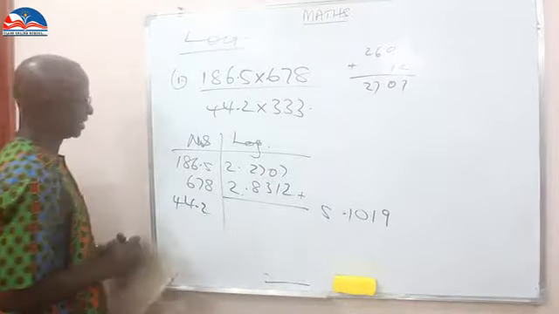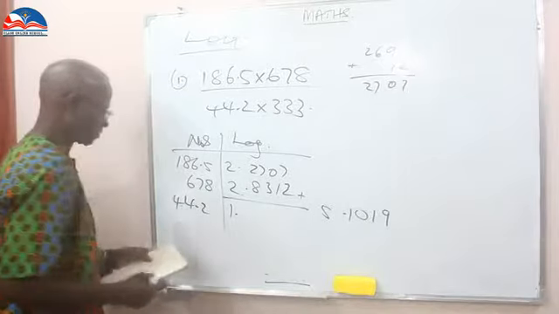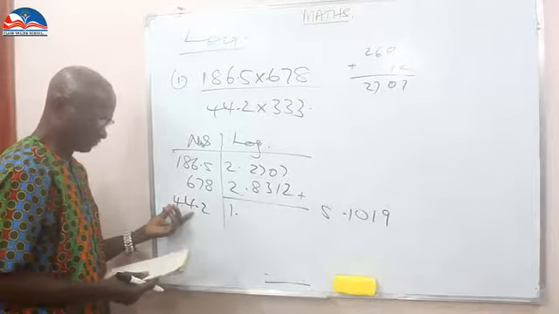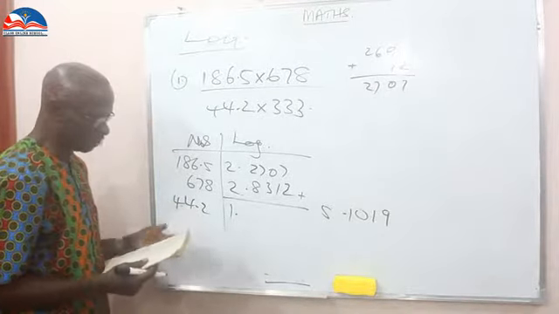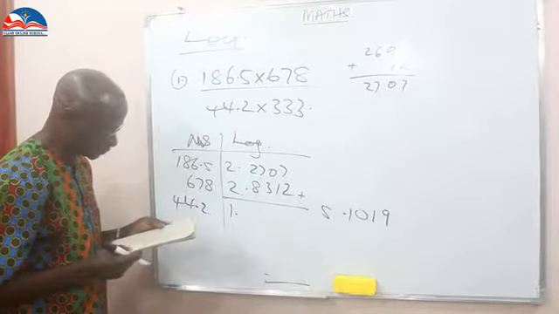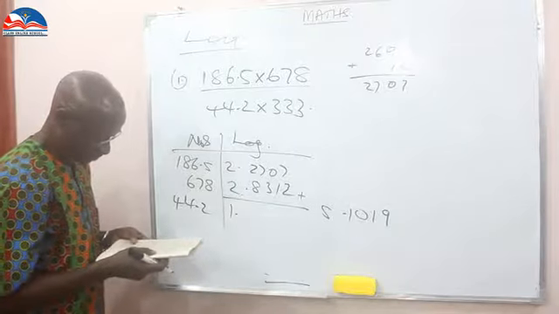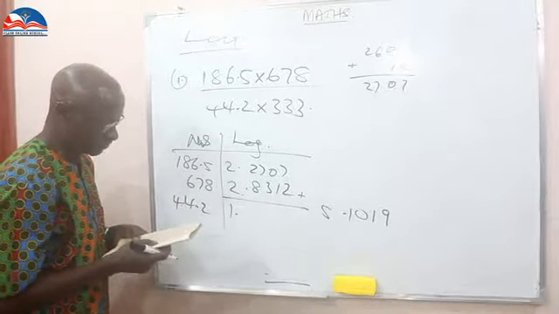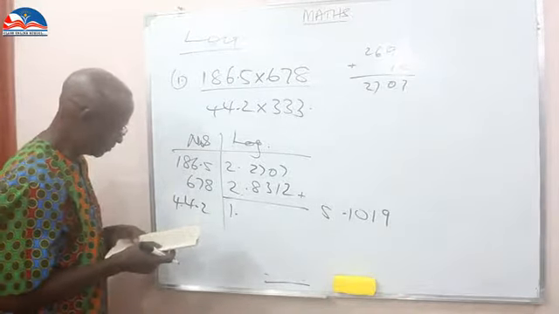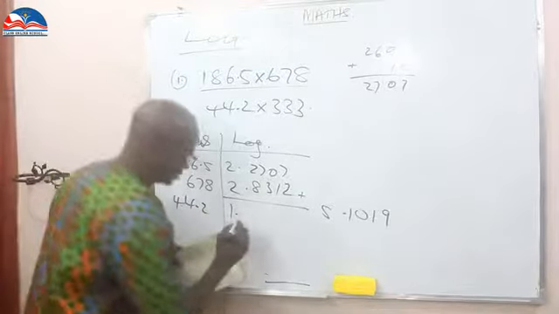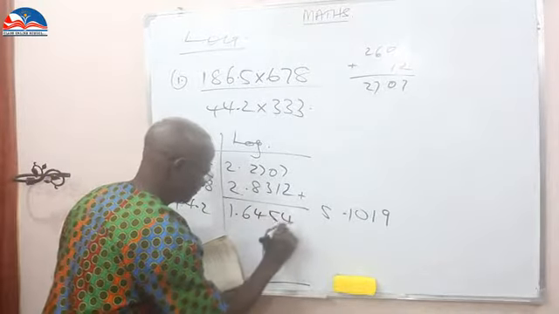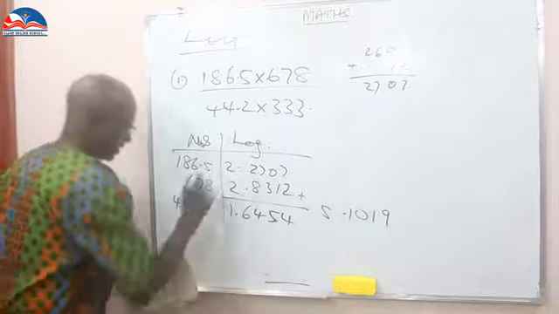Now the same thing happens here with 444.2. The characteristic is 1, because 3 digits minus 1 gives 2, so I need to check that. Then look for 44 under 2. 44 under 2 gives us 6454.